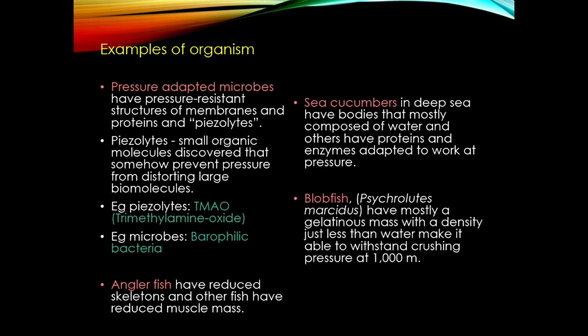Another example of organisms are sea cucumbers. Deep sea cucumbers have bodies that are mostly composed of water, and others have proteins and enzymes adapted to work at pressure. Another one is the blobfish. I think the blobfish is a good representative example of a deep sea organism. They are mostly a gelatinous mass with a density just less than water. This makes them able to withstand crushing pressure at 1000 meters.